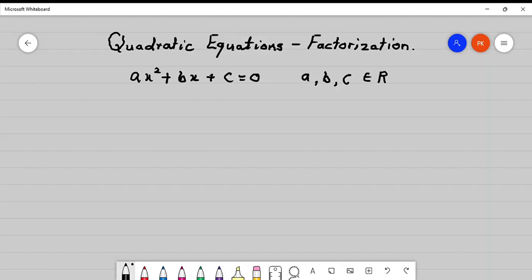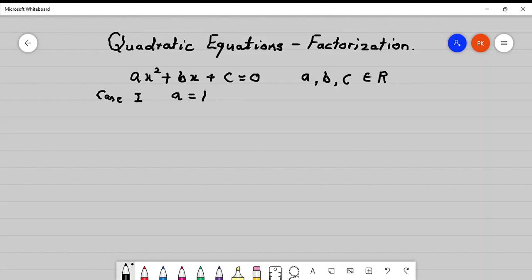And in this quadratic equation, a is called the coefficient of the x square term, b is the coefficient of the x term, and c is a constant. So today we will consider only one case, with coefficient of x square 1. So let us take certain problems here.